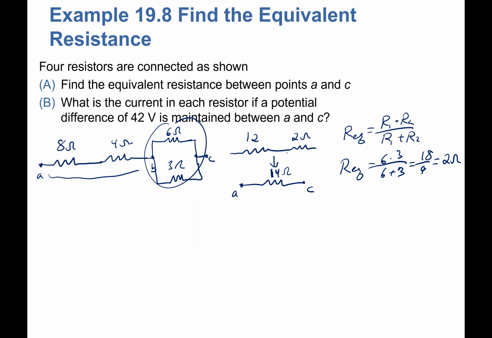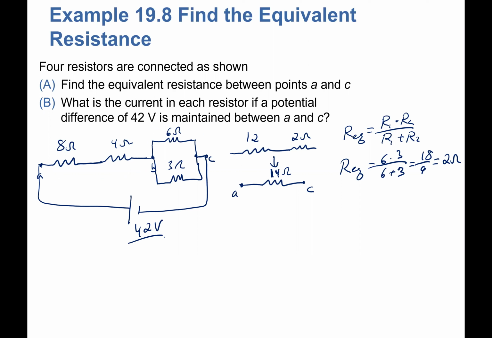Part B says, what is the current in each resistor if a potential difference of 42 volts is maintained between A and C? Let's go back here. That means, think like this, there's a battery there of 42 volts. So now what do we mean? How do we then get the current in each resistor? Well, here we have to look at it in terms of what we're given.